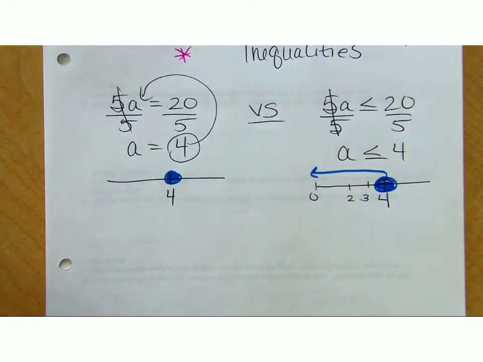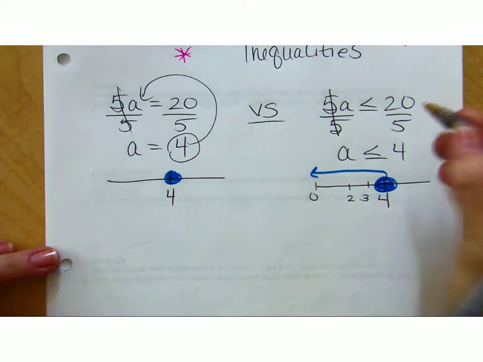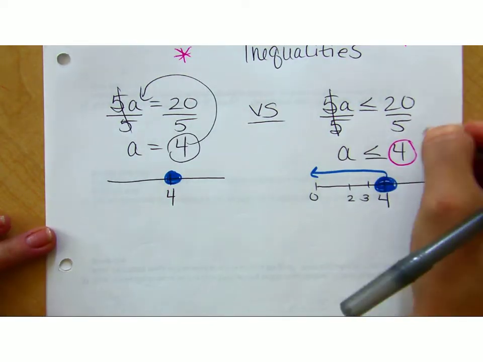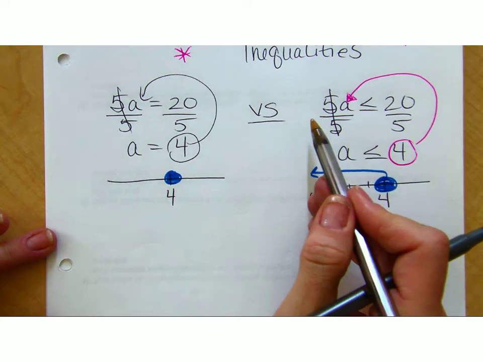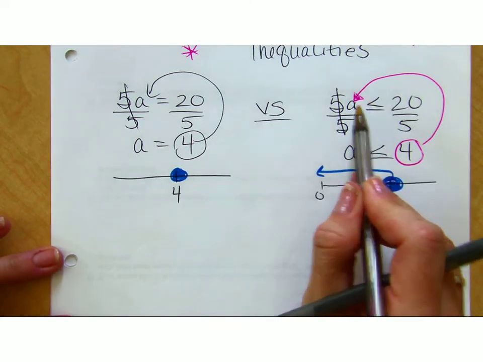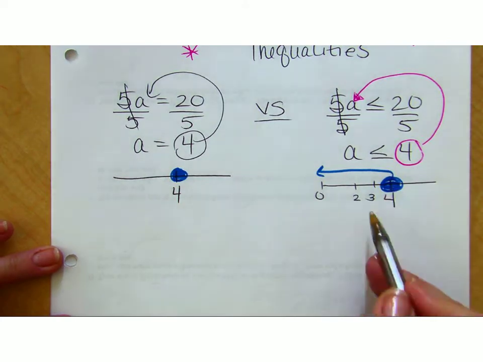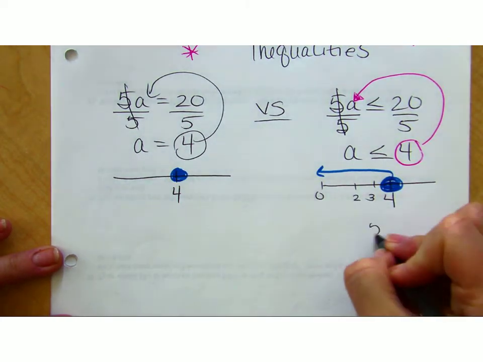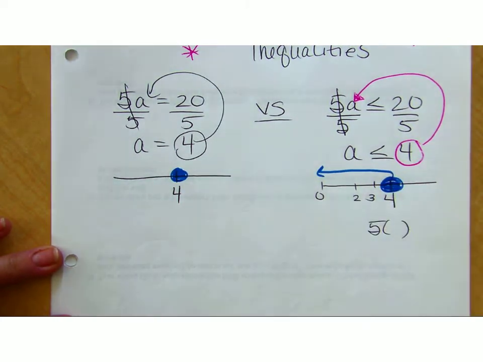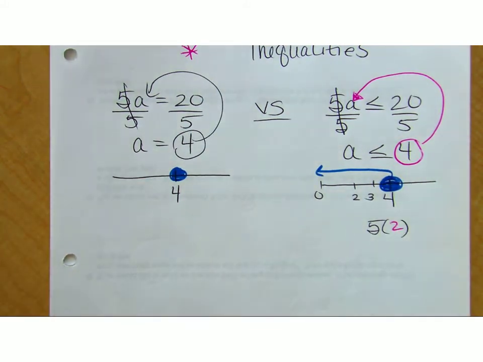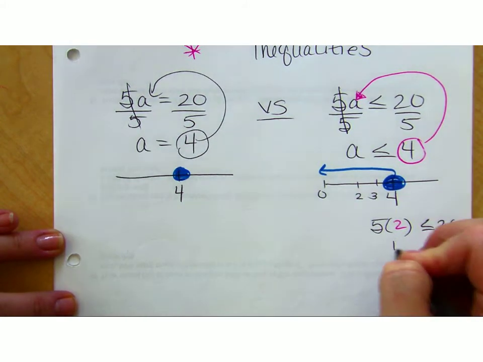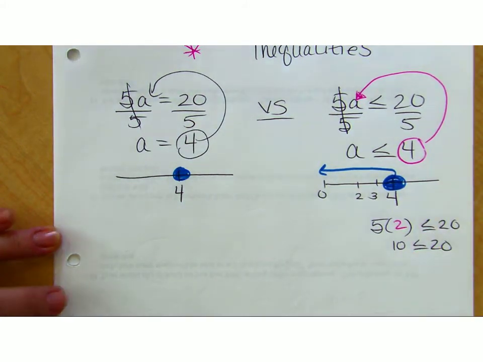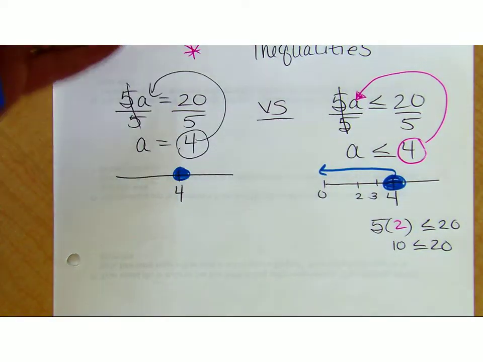Which means if 0's here, 3 will work, 2 will work, negative 100 will work. What do I mean will work? I mean if you take this number and plug it back in up there and multiply it by 5, your product will be less than or equal to 20 as long as you solved it right. So if I did 5 times 2, 2 is less than or equal to 4. You're telling me 2 is in your solution set, so it should be less than or equal to 20. Is 10 less than or equal to 20? Yep, that's how you know 2 is in your solution set.